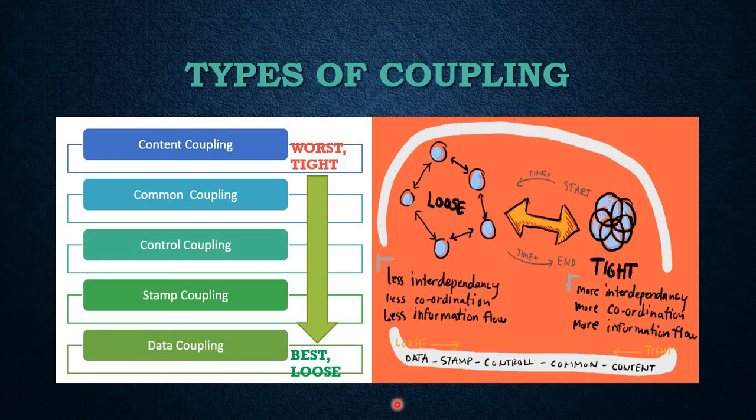In the diagram, you can see that the most desirable form of coupling, data coupling, is loose coupling, which is characterized by less interdependency, less coordination and less information flow. This signifies that loosely coupled components are easy to maintain, reuse, and test. Whereas, on the other side, the worst type of coupling, that is, content coupling, is tight coupling, which is characterized by maximum interdependency, coordination, and information flow among modules.